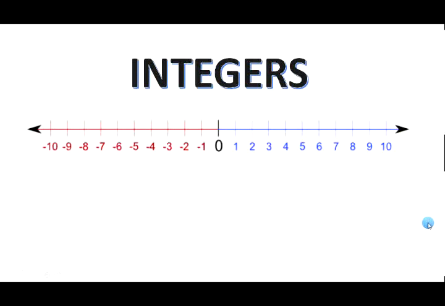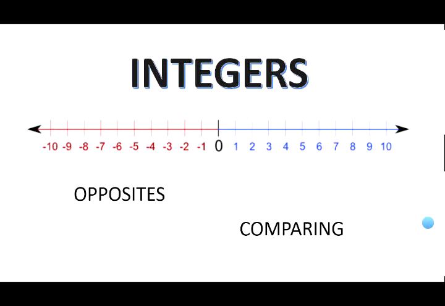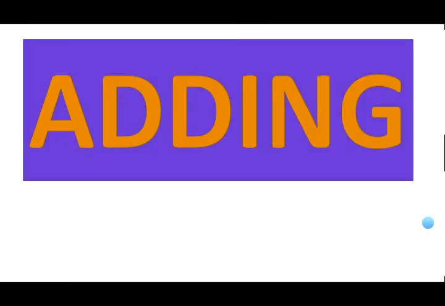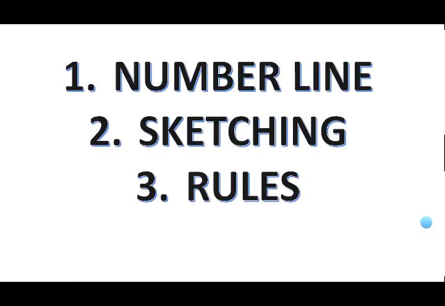Alright, we talked about integers, we talked about the opposites, and we talked about comparing. Now let's take a look at adding integers. There's three different ways you can do this, starting from the most basic or the easiest, number line, to a little more involved, sketching, or a little more involved, using rules. Ultimately, we want to get to number 3.